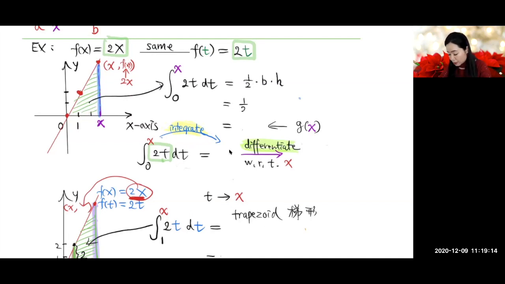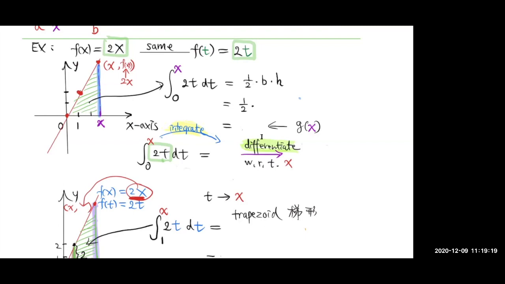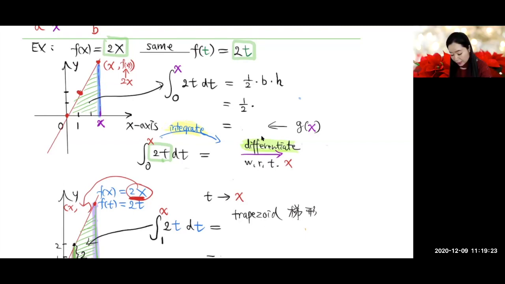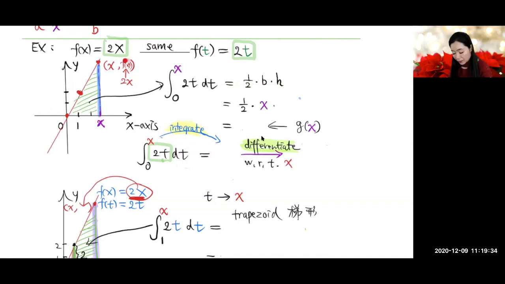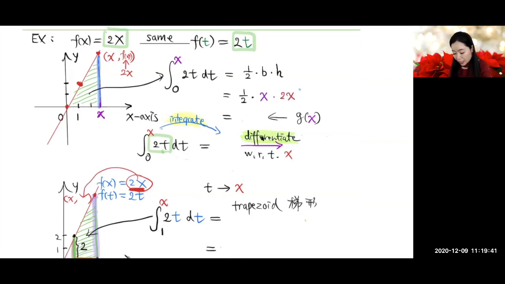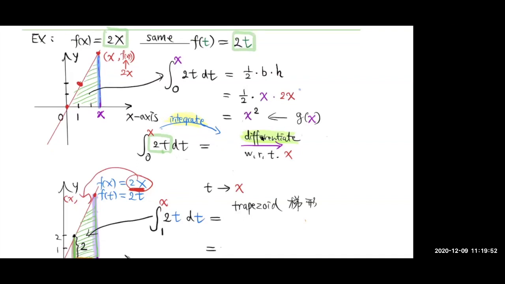What is the base over here? Anyone? x. Yeah, the base over here is x. And what's the height? Also x. That's f of x. So 1/2 times x times x simplifies to x squared over 2, which is a function of x.